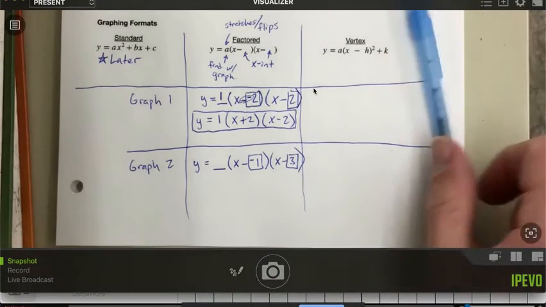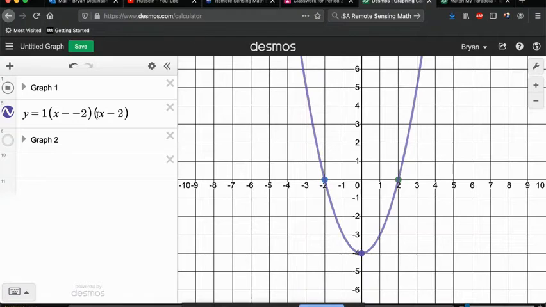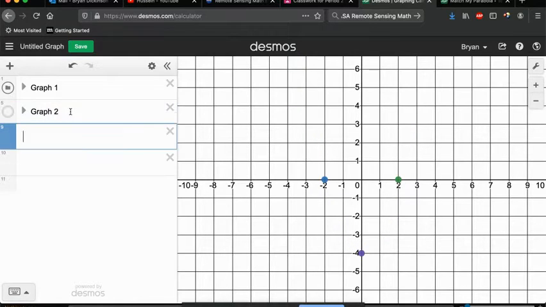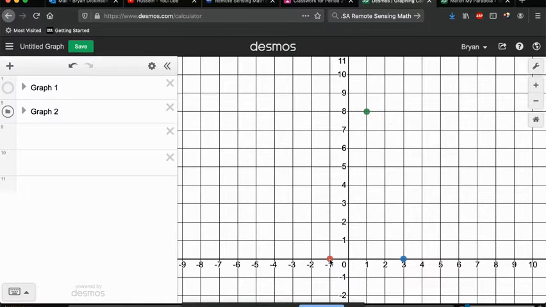Now the question is, what's our quadratic equation? So I'm going to turn this off. Graph 2, let's turn on the points. And you'll see I have my -1, 0, my 3, 0, and my 1, 8. I've got all the points for graph 2.